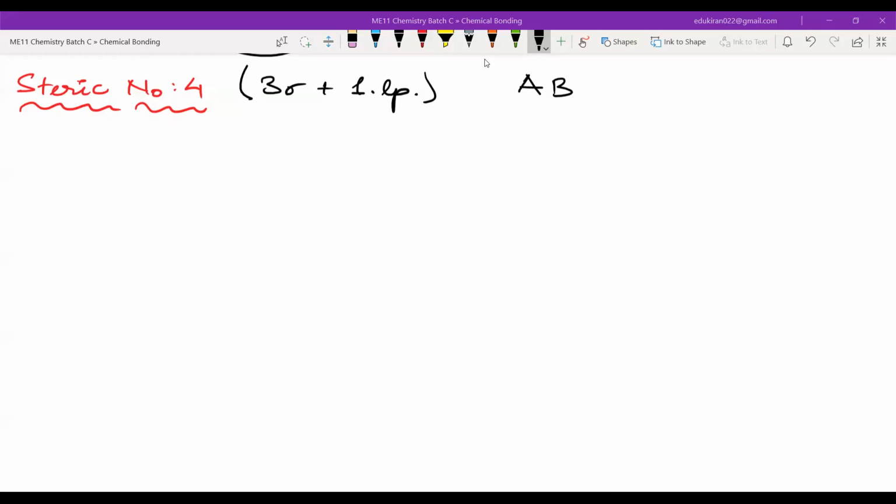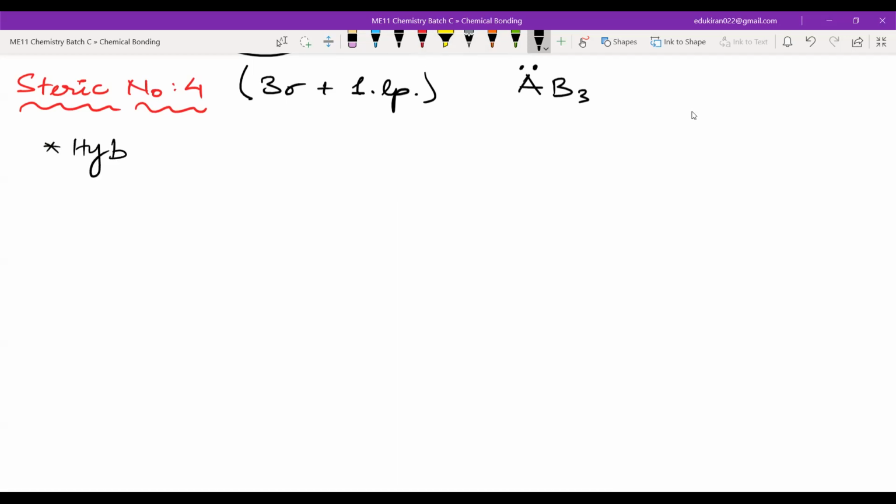Okay, so the number of sigma bonds is 3, so there will be 3 B's, correct? Yes or no? Yes, sir. Okay, and 1 lone pair, then 1 lone pair will be on the A atom. So now you are okay with the representation? AB3, and A has 1 lone pair. Yes. Now, when you have AB3 and A has 1 lone pair, the steric number is 4. So hybridization will be what? What will be the hybridization?